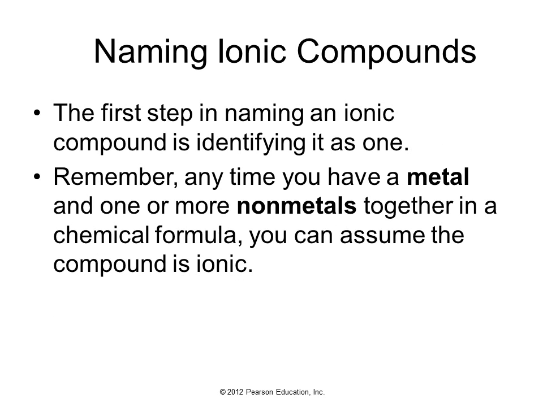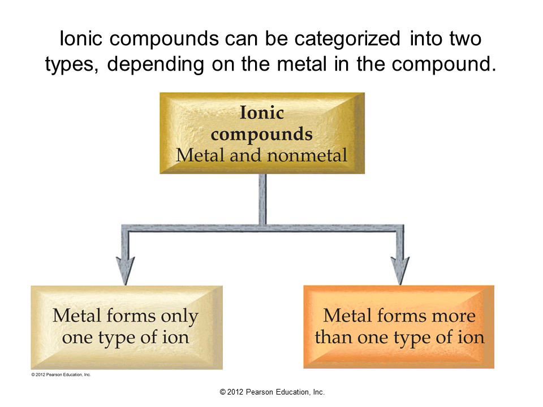There is no system. First step in naming an ionic compound is identifying it as one. Make sure it's an ionic compound. That would mean that you have to have a metal with a nonmetal. Then you assume that it's ionic. In ionic compounds, you have a metal and a nonmetal, and the metal forms only one type of ion, or the metal forms more than one type of ion. So you have to look at the metal to decide which type it is, type 1 or type 2.